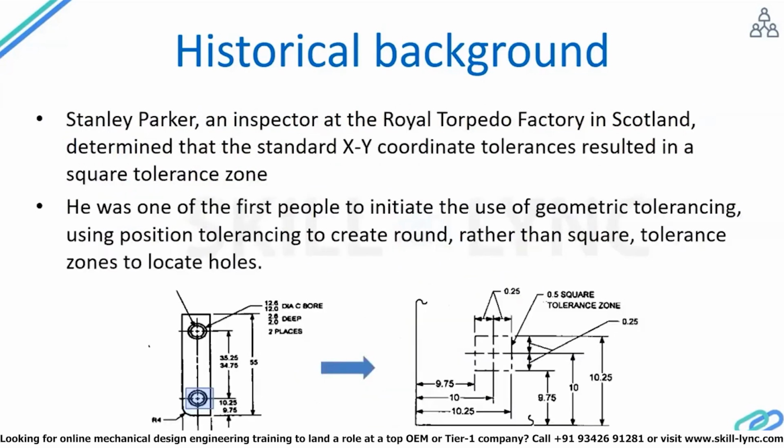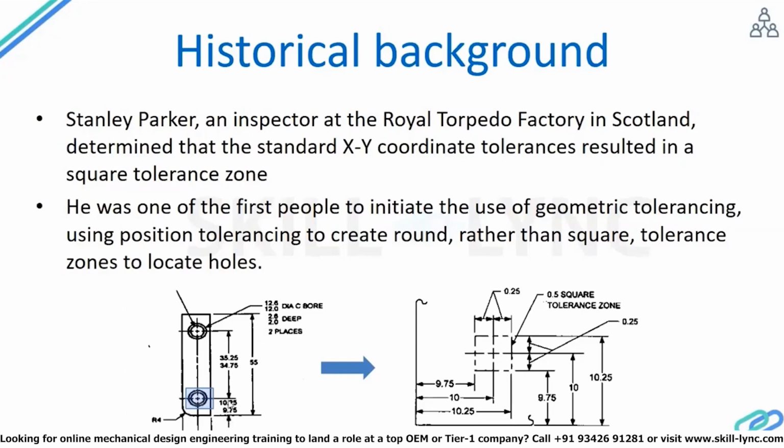Stanley Parker, a quality inspector from Royal Torpedo Factory in Scotland, found that there is some limitation of coordinate dimensioning. One of the main limitations, when we start to use coordinate dimensioning, is that we end up with a square tolerance zone. I'll explain clearly. Take, for example, the feature shown here, the counterbore hole. Let us try to understand what is the tolerance available for the axis of the hole.